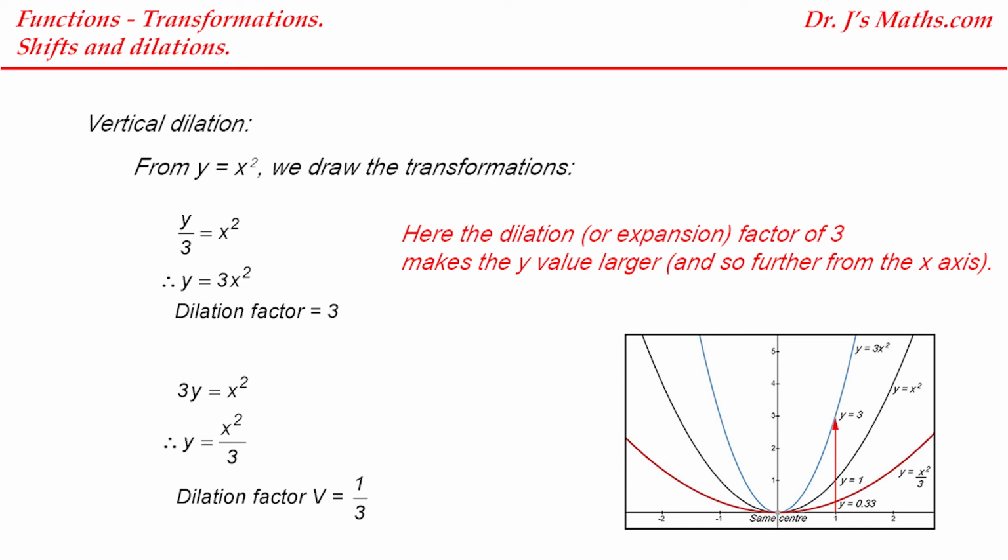The middle curve is y equals x squared, so that's our standard. If we have the dilation factor of 3, in other words, it's y over 3, or the y equals 3x squared curve, that's dilated or extended the curve vertically by a long way. If we have the dilation factor of 1/3, then that becomes the red curve. We have pulled the values for y down through that factor.